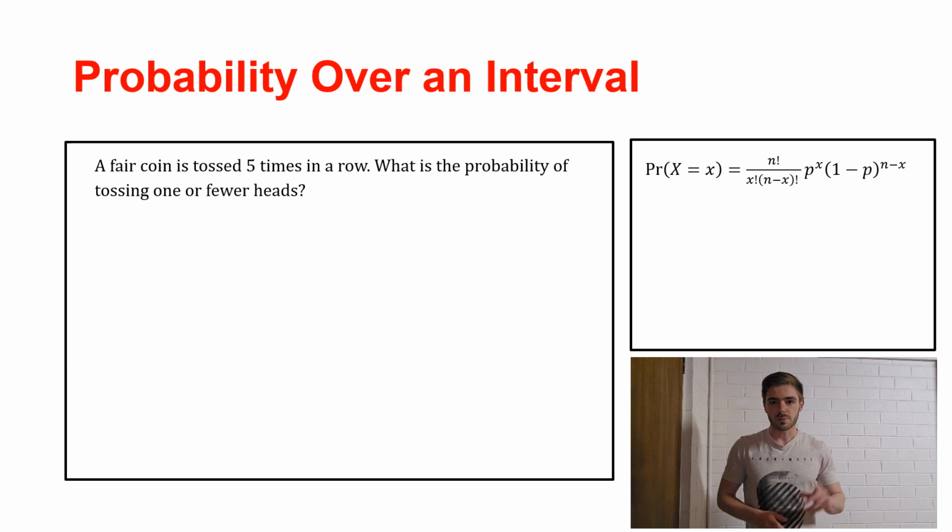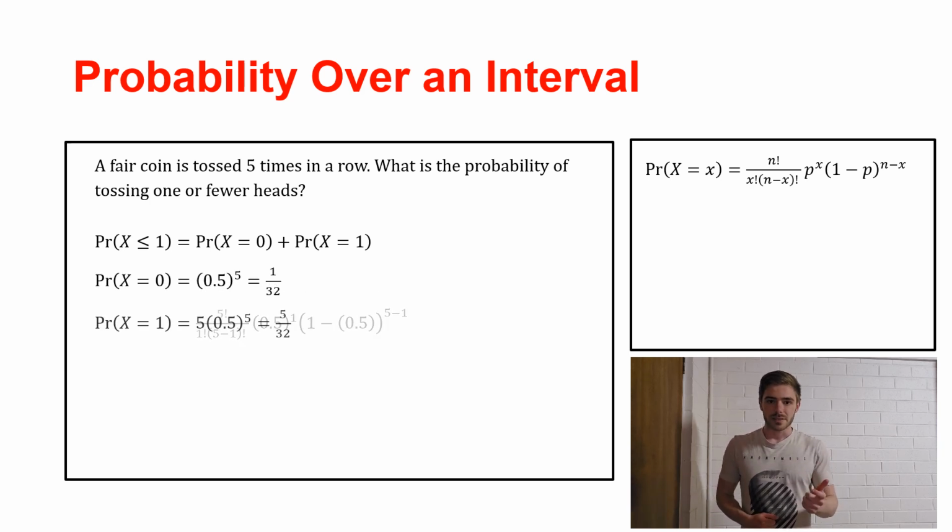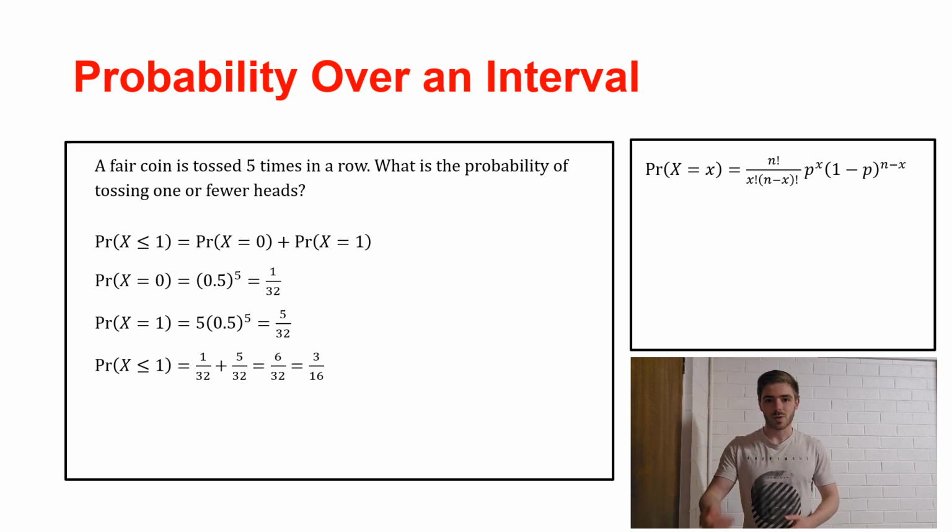Sometimes you want to solve the probabilities over an interval of x values rather than a specific value. In these circumstances, or at least in a tech-free environment, you would treat it like discrete, where all you're going to do is add up all the probabilities in that interval. So if we're looking at tossing 1 or fewer heads, then all we're going to do is add the probabilities x equals 0 and x equals 1.